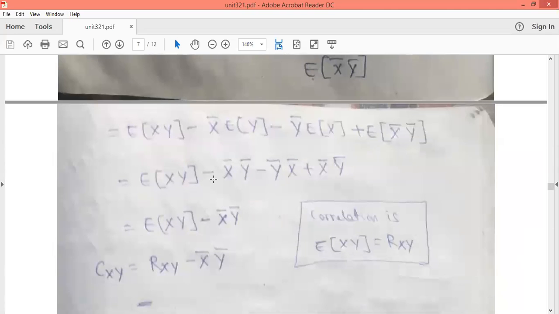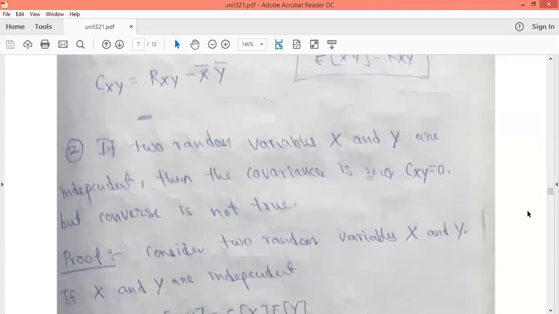From this equation, these two terms will get cancelled. So we're left with only these two terms, that is the expected value of xy minus x bar y bar. And just now we discussed that the expected value of xy is nothing but correlation, which we denote as Rxy. So Cxy is equal to Rxy minus x bar y bar. So this is our first property.